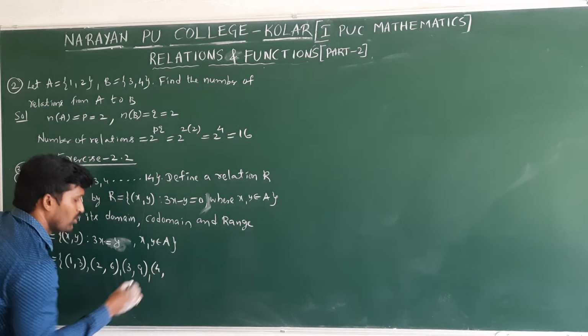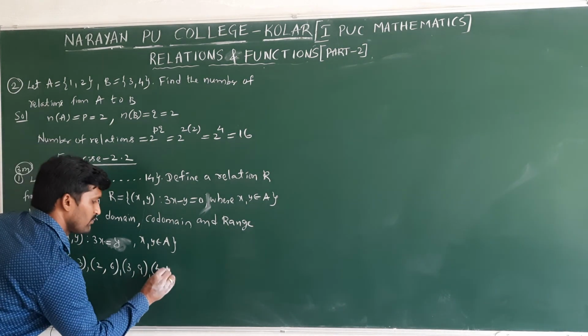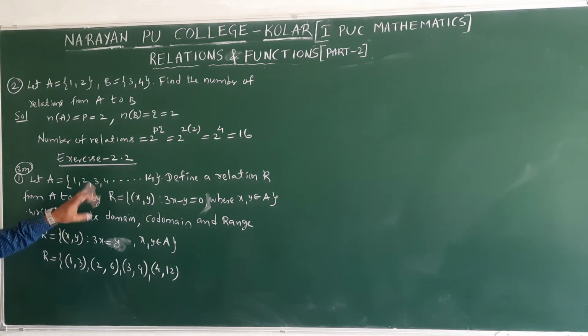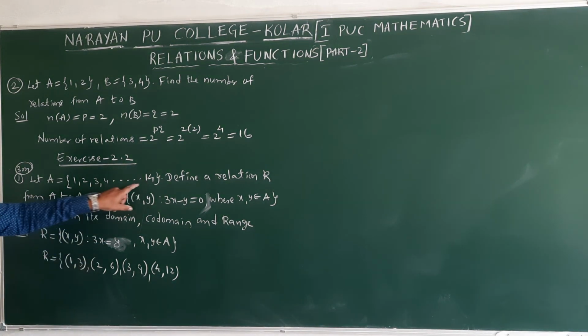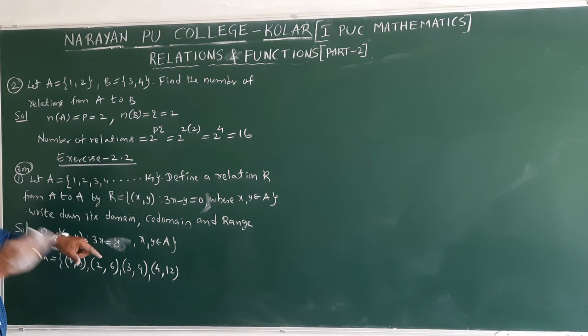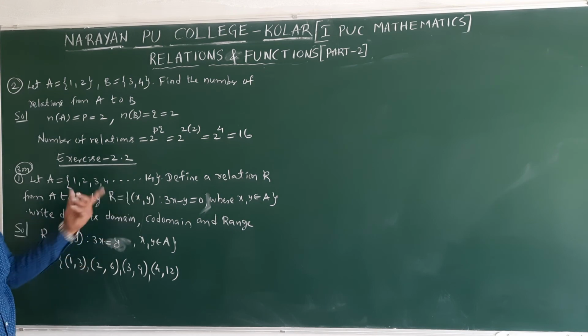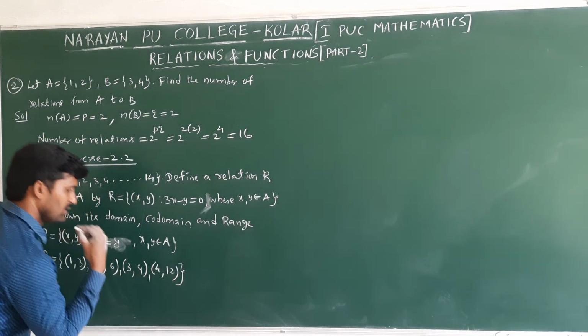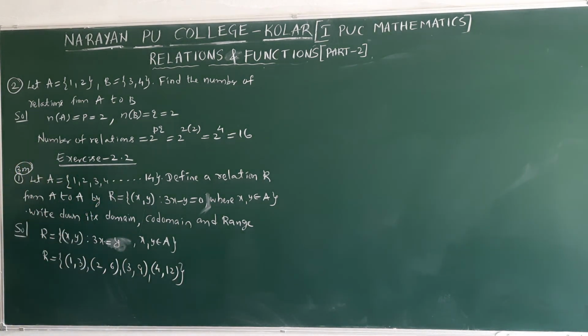Next x value 4: 4 3s are 12. If you take 5, 3 5s are 15, but 15 is not there. 6 3s are 18 is not there. That's all. Only these are the 4 possible order pairs. The relation is over. From this we need to write the domain.